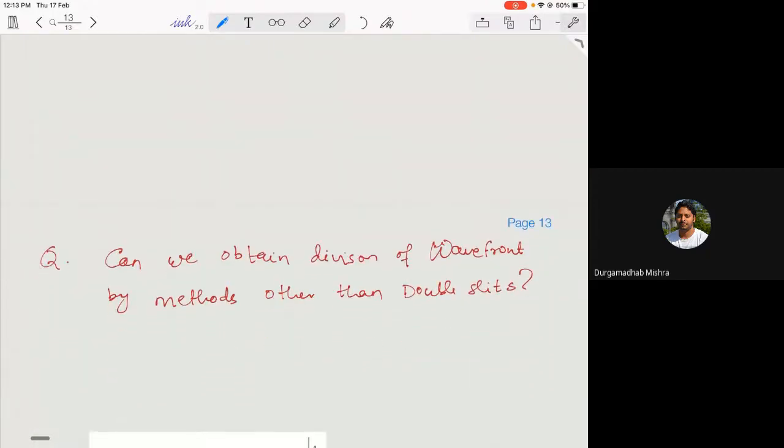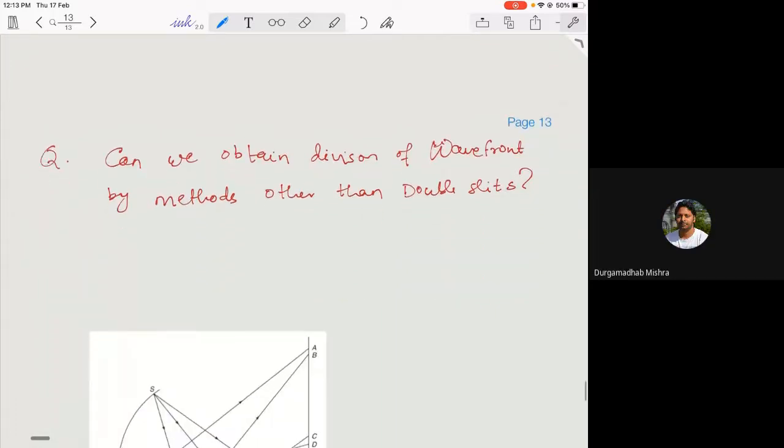So this is the question: can we obtain this division of wave front? So basically, we are saying there is a division of wave front by a method where we are using slits or pinholes, and we are getting an interference pattern. Is this the only way? No, sir, there are other ways.